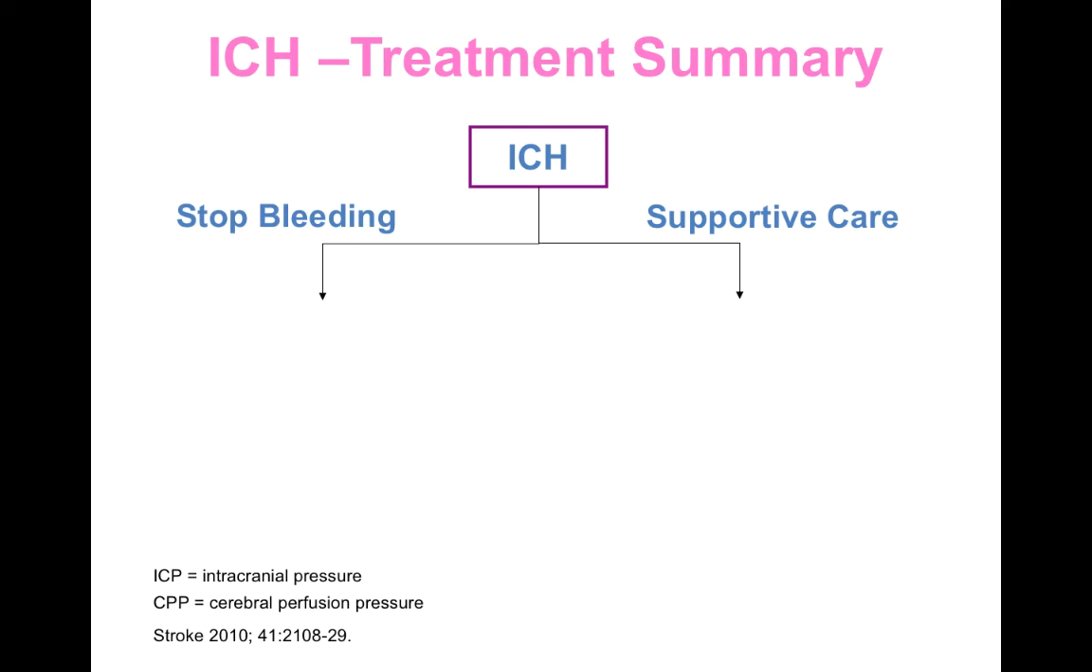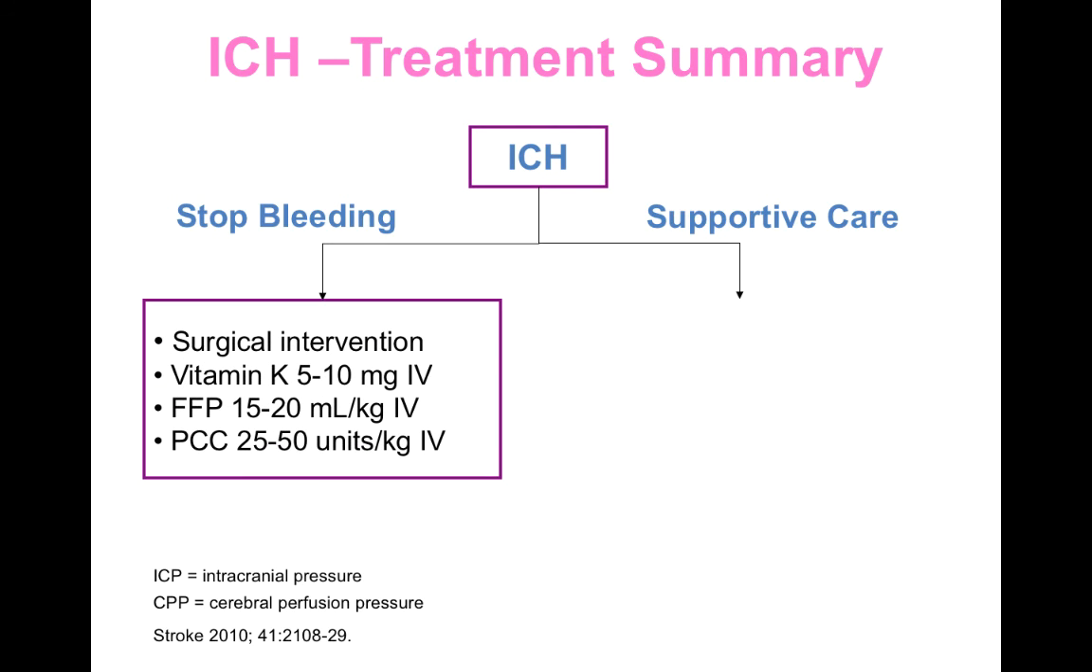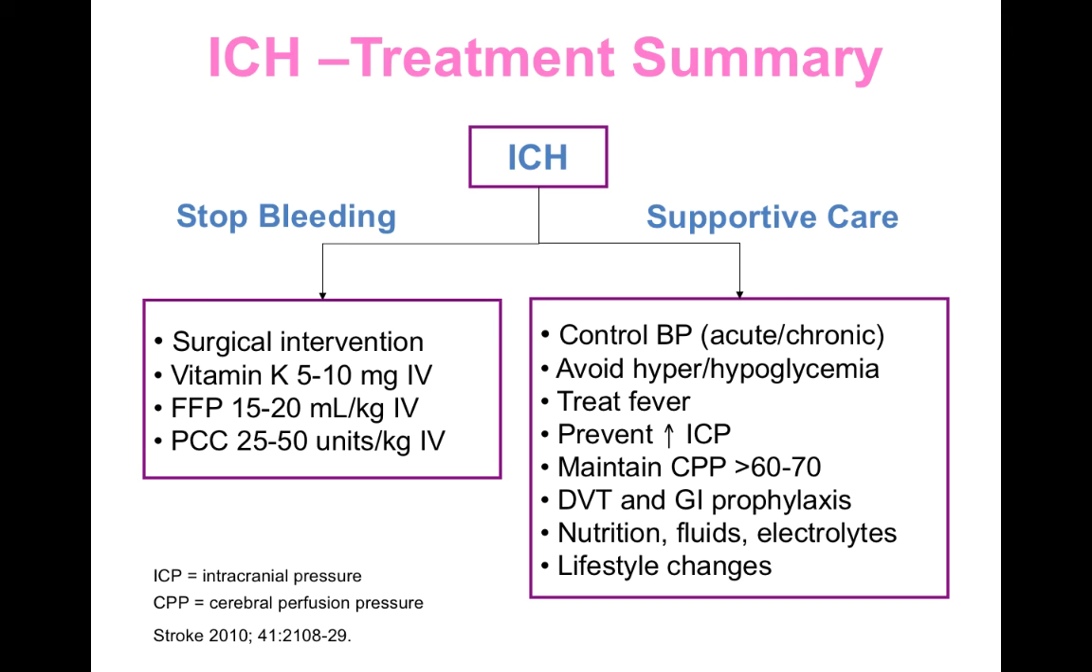So in summary for ICH, again, the first thing you want to do is stop bleeding. That can be done with surgical interventions, but medication and blood products that we can use include vitamin K intravenously, or things that replace factors directly like fresh frozen plasma or prothrombin complex concentrates like Kcentra. And if they're available, reversal agents for things like dabigatran can be administered. Supportive care, we discuss the different goals for controlling blood pressure in the acute and chronic setting. Just like ischemic stroke, you want to avoid big highs and lows in your blood sugar. And again, the lifestyle changes that we discussed for secondary prophylaxis.